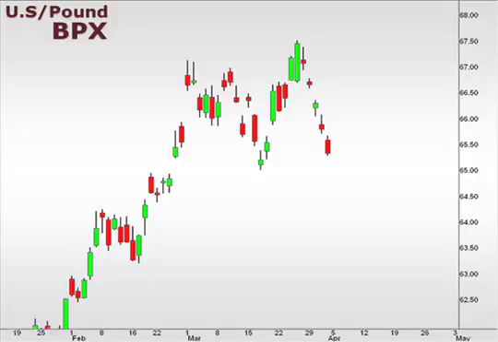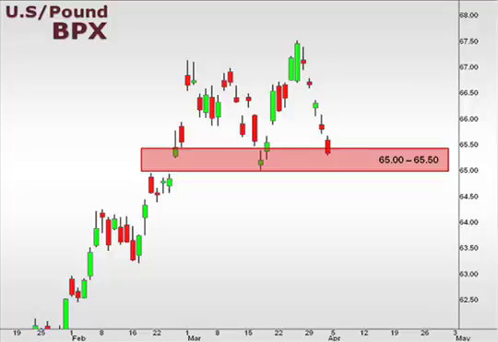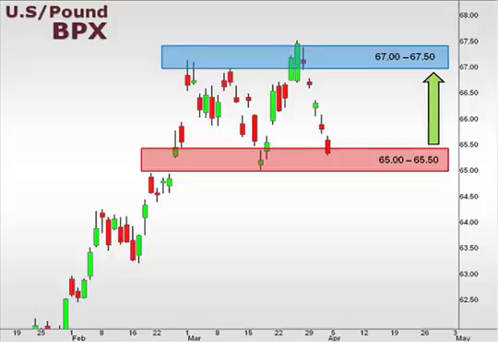Well, we were looking at a possible continuation to the upside for the US dollar against the pound. However, very early on in the week, we saw the pair value reverse to come back down to test support within that 65, 65.5 focal zone. Now, at this point, support here and a subsequent bounce is likely to retest what has now become a very important resistance level up at that 67, 67.5 focal zone.